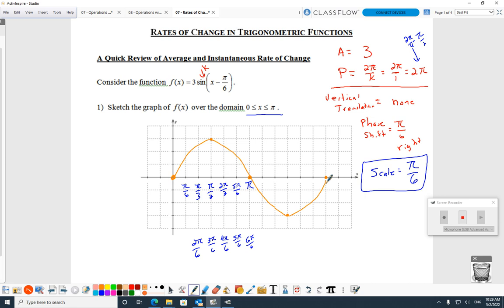I do the same thing on your rate of change assignment, by the way. The rate of change assignment. First, let's graph one.